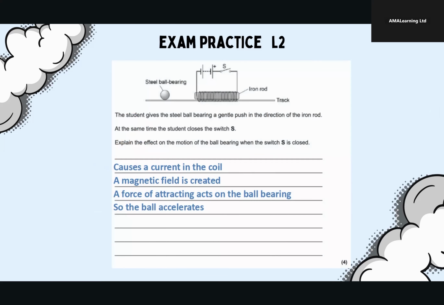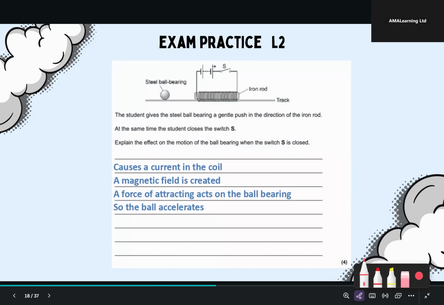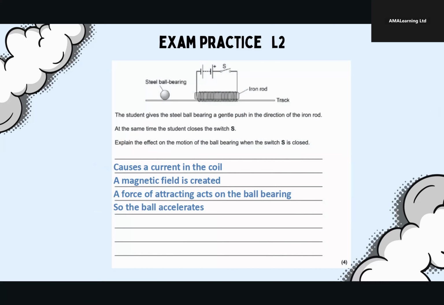Okay, so let's have a quick look at this question. The student gives the steel ball bearing a gentle push in the direction of the iron rod. At the same time, the student closes switch S. Explain the effect on the motion of the ball bearing when the switch S is closed. So now switch S has been closed, we've got a complete circuit. Once electricity flows through this coil of wire, we call it a solenoid.